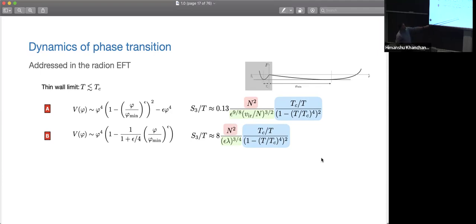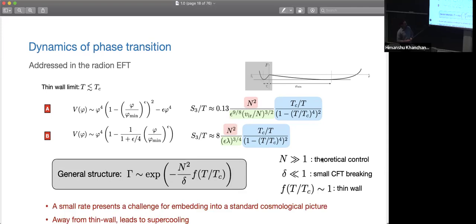The other thing to notice is that the bounce action scales as N squared in the numerator, which you expect. There is some small parameter that sits in the denominator, which is how these calculations were done. And then there is some function of T over Tc, which is a consequence of working in the thin wall limit. So the generic statement is like this, right?